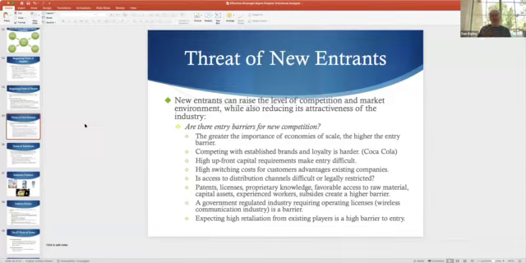If the industry is somehow regulated by the government requiring some sort of operating license, like wireless communication, that's a barrier. And the last one is that those in that existing industry, if someone enters into it, will retaliate against that new entrant. That's another barrier. And again, the more of these barriers that exist, the lower the threat is going to be. Let's go to the next one.